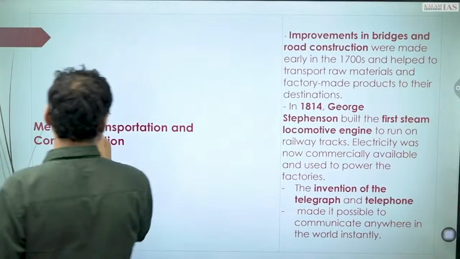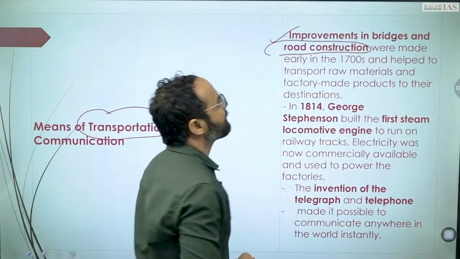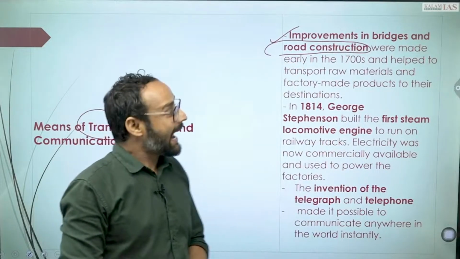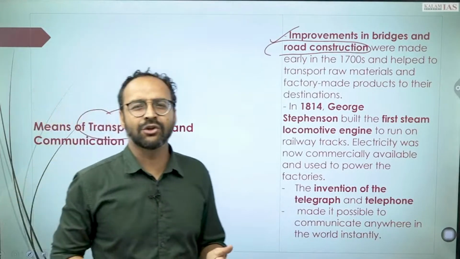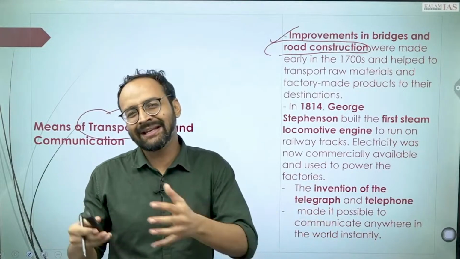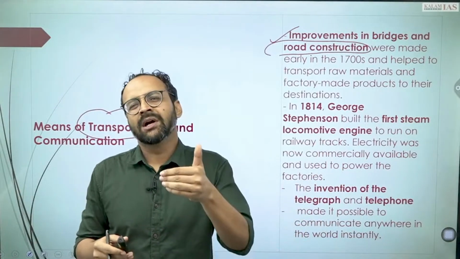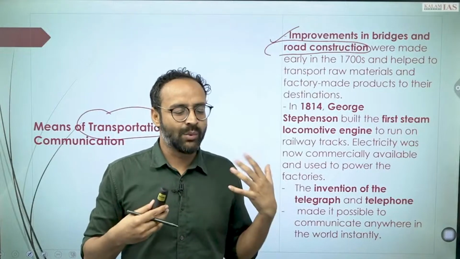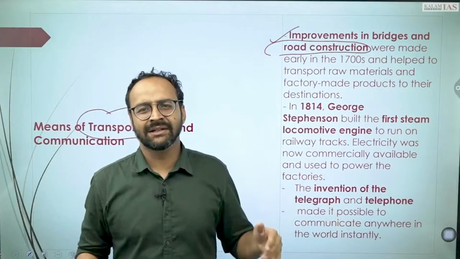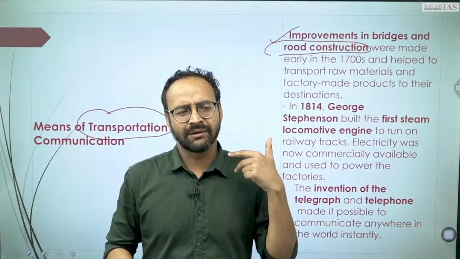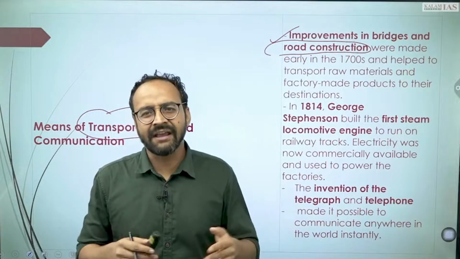Then we had a revolution in transportation and communication. Improvement of bridges, as I was reiterating, was made early in the 1700s and helped to transport raw materials and factory made products to their destinations. Because if you need scale, you need scale in everything, and you have to transport it. So it needs railways, it needs bridges, and the best thing is that if you have the technological wherewithal, you can do all that. Everything amalgamated: the steam engine, production through machines, electricity, telegraph, everything revolutionized.